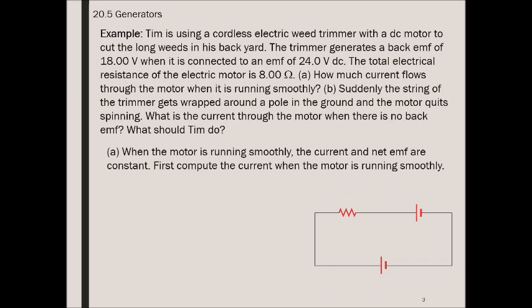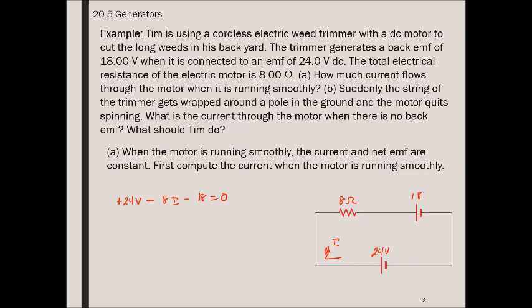Okay, so now we're going to look at the back EMF for Tim and his trimmer, presumably in the summertime sometime. The problem says the back EMF is 18 volts. The source is 24 volts, and the windings have a total resistance of 8 ohms. To figure out the current going through this, I want to use a loop rule. Starting at the battery, I have plus 24 volts, then minus the 8 ohms times the current, and then minus the 18 volts is equal to 0.